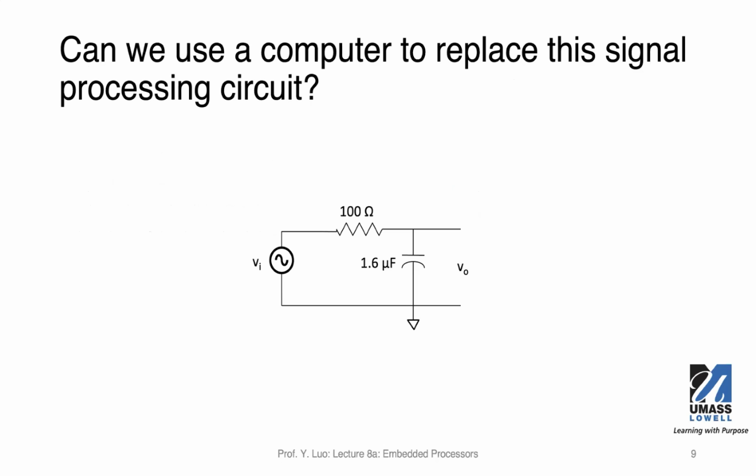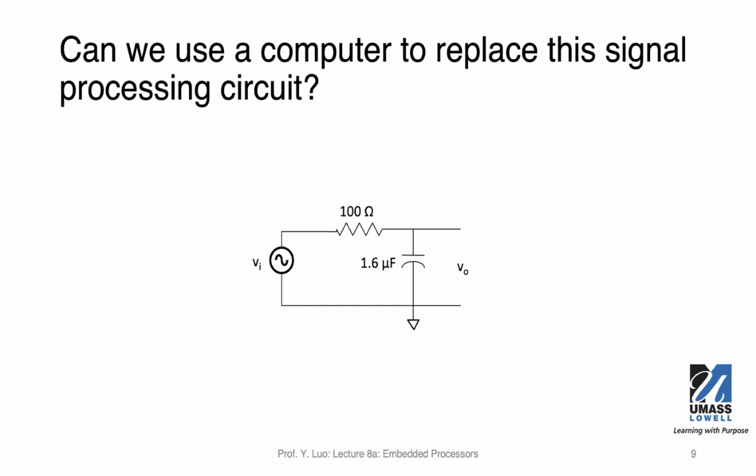So this is a circuit that you may have seen in your prior circuit theory class. This is a very simple passive low-pass filter. We have a resistor connected to a capacitor in series. And we have an input signal, Vi, and we have an output signal, Vo. So Vo, that's the output.